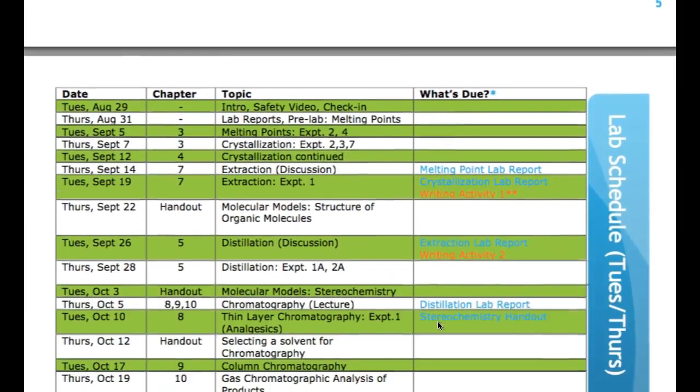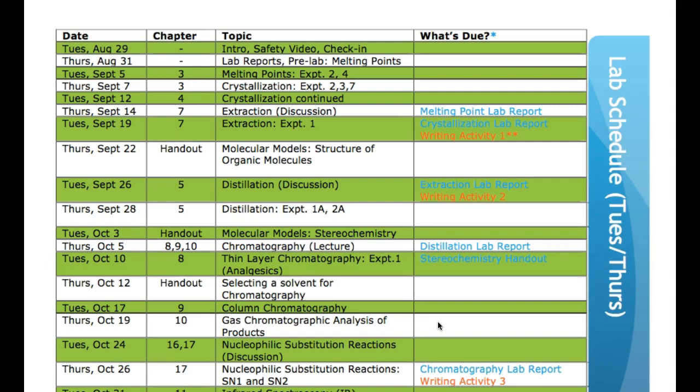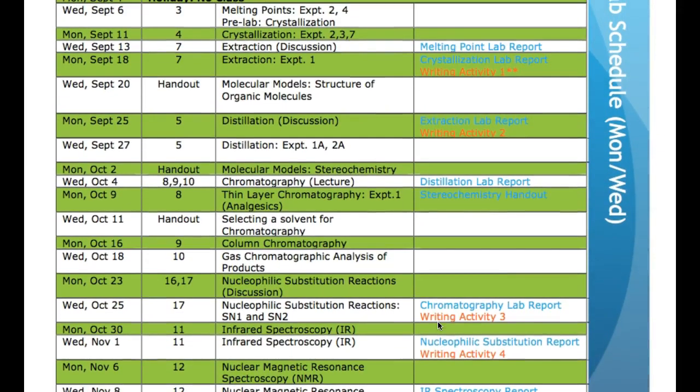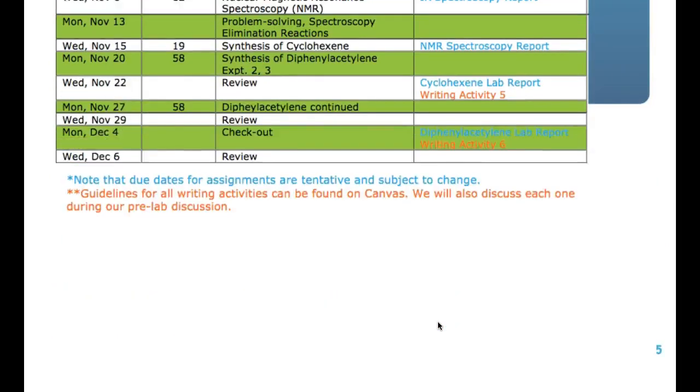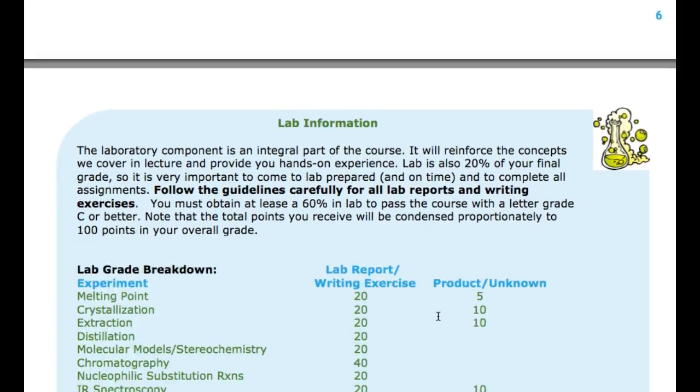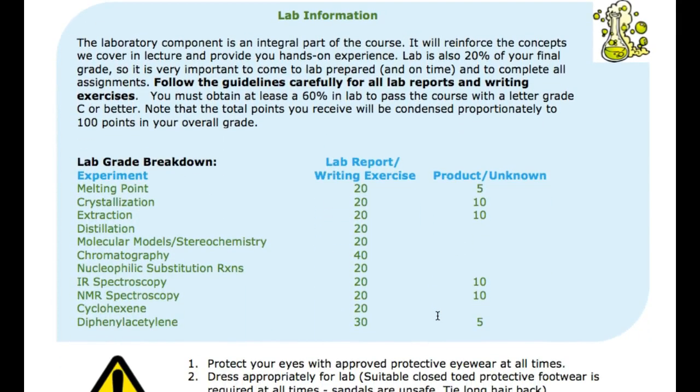Okay, so the second page is just the Tuesday-Thursday schedule. So previous page is for the Monday-Wednesday lab section, and then we have the Tuesday-Thursday lab section. Right? Here you have a point breakdown for your experiments in lab, so your lab reports. This will also include your writing exercise if that particular experiment has a writing exercise, and you'll also be graded on some of your products or unknowns, the purity of them.